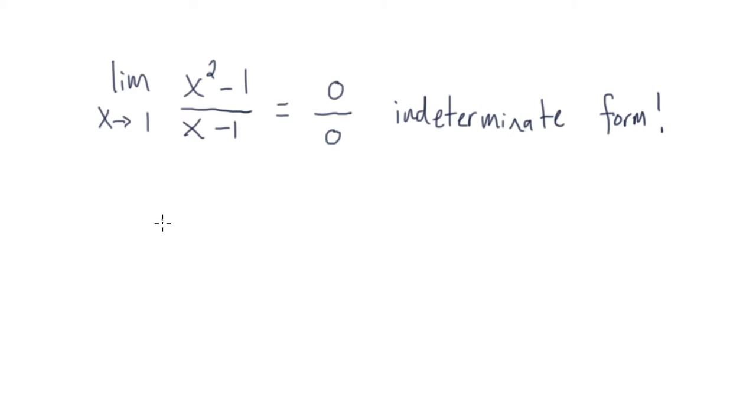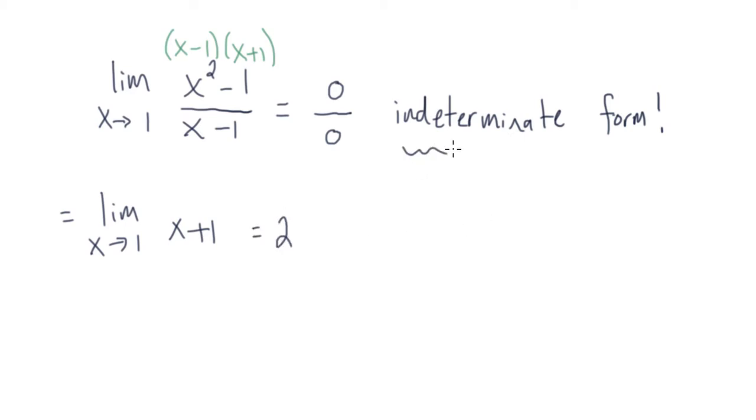And that's exactly what you do, right? You just take the numerator and factor it as x minus 1 times x plus 1, this difference of squares here. And so this is the same thing as just taking the limit as x approaches 1 of x plus 1, because we can cancel the factors of x minus 1, since x is not equal to 1. And we get 2.